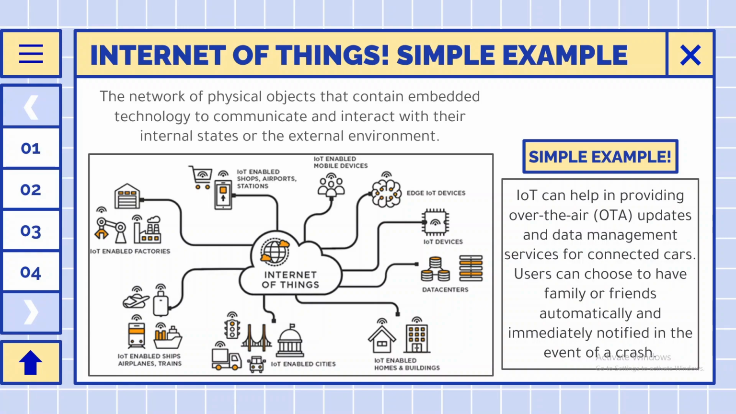A simple example is that IoT can provide over the air updates for connected cars. So the users can choose their families, their friends to automatically get messages in an event of a crash. So basically it helps connect people together and send, in this case, notifications to people.